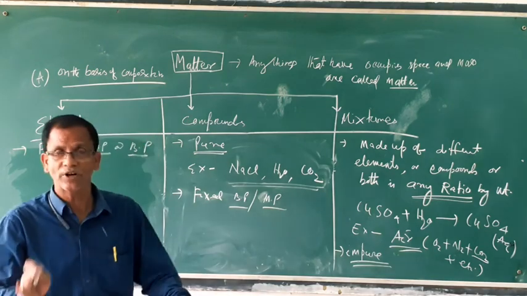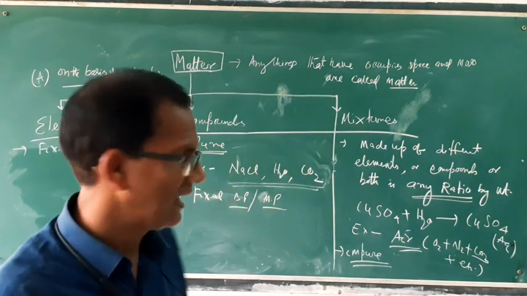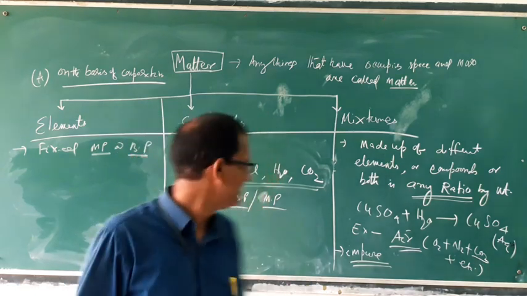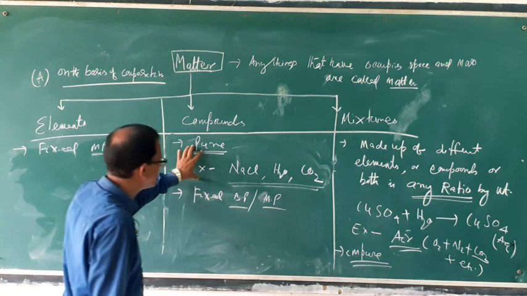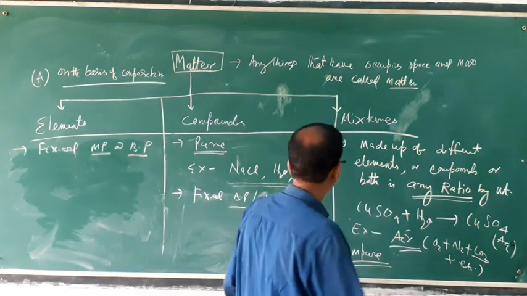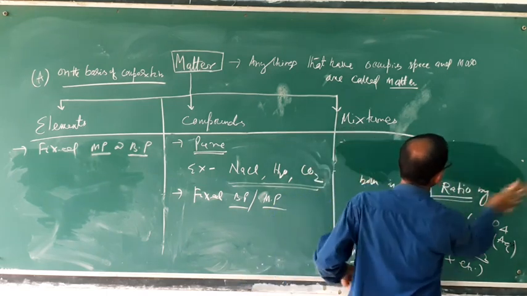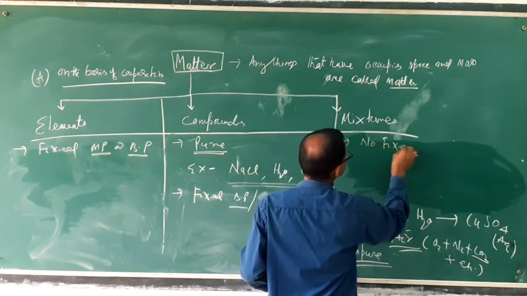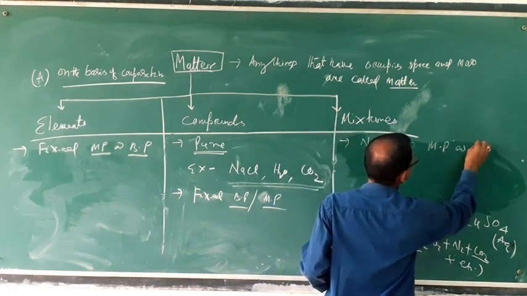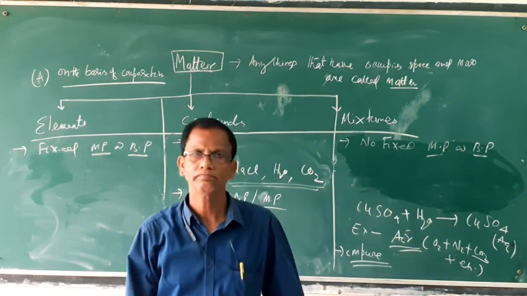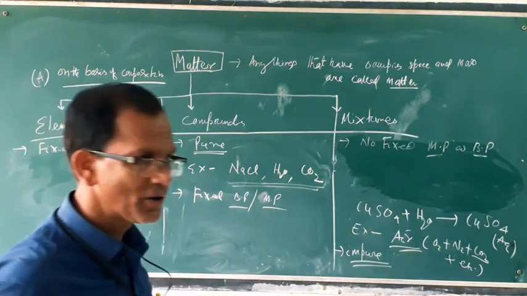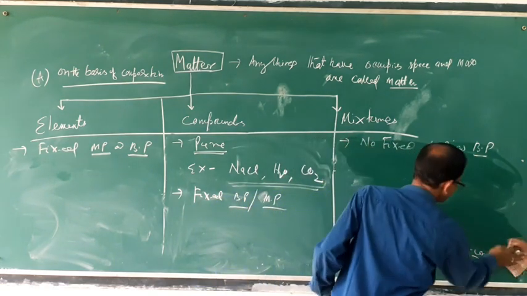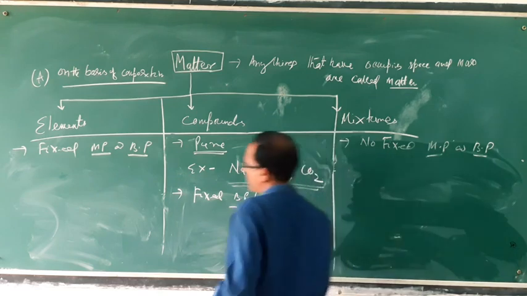Under the same condition, at room temperature, under the same atmospheric pressure, the melting point and boiling point of elements and compounds are constant. But a mixture differs. It has no fixed melting point or boiling point. MP and BP are not fixed. They vary because the compositions are different. Composition can be less or more. So this is about mixtures.